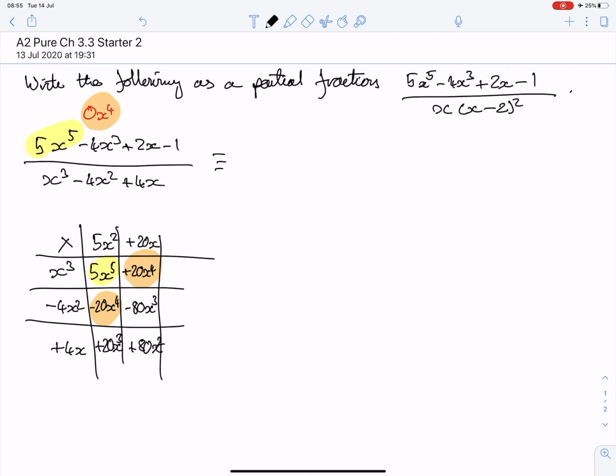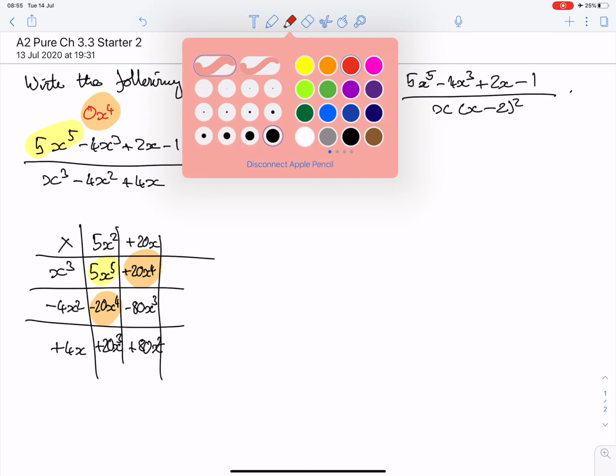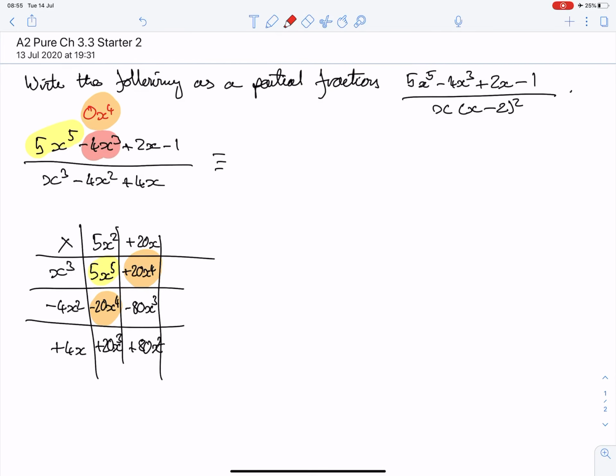squared. Okay, now we look at our x cubes. We've got minus 4, and here we've got plus 20 minus 80. So that's minus 60. So we need to add on plus 56x cubed. So here we've got plus 56, minus 224x squared, plus 224.